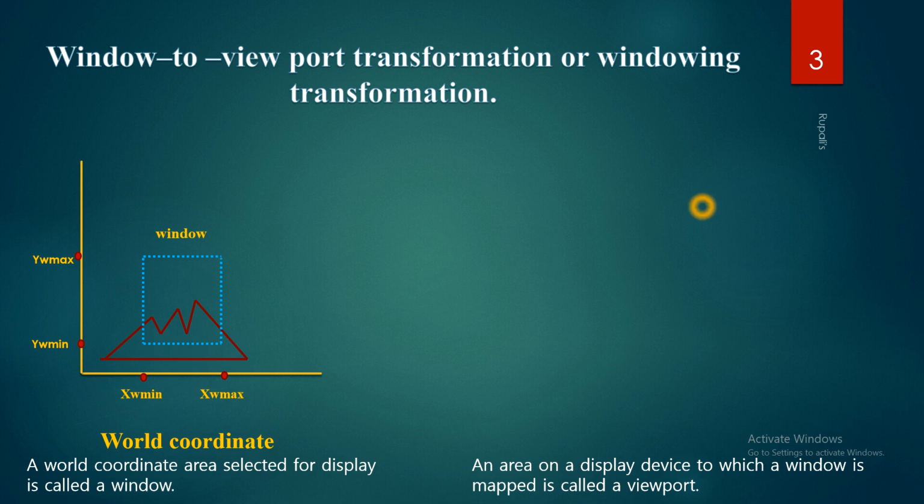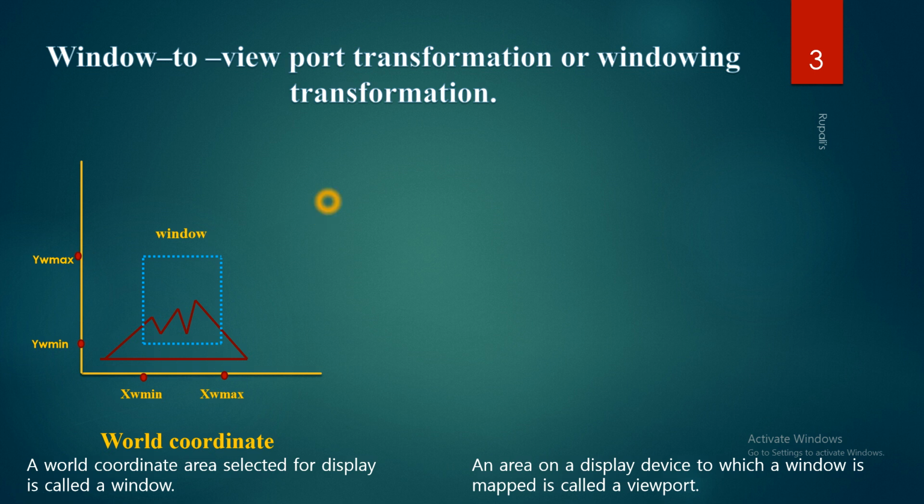We already know that from the world coordinates, an area selected for display is called a window. So this is our window. In world coordinates there are many objects, but the area selected for display is called the window. This is our window, with xw min, xw max and yw min, yw max.